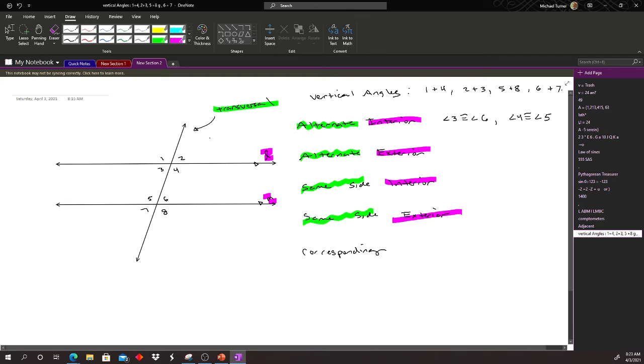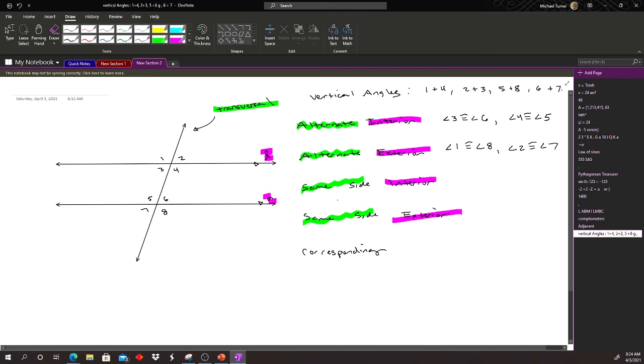Alternate exterior angles are going to be similar. So if I look at, let's say, angles 1 and 8, or angles 2 and 7. Angles 1 and 8 are both obtuse. Angles 2 and 7 are both acute. So there's no way they could add up to 180. Therefore, those are angle pairs that are congruent. So angle 1 and 8 and angles 2 and 7. So those are examples of congruent angle pairs.